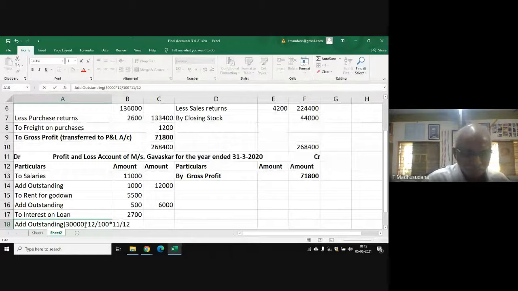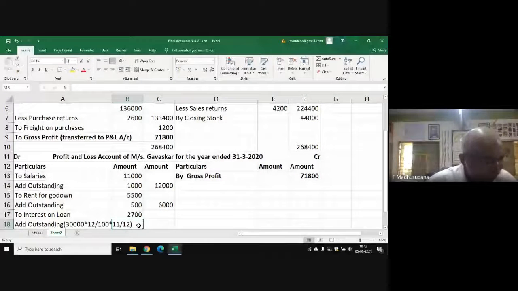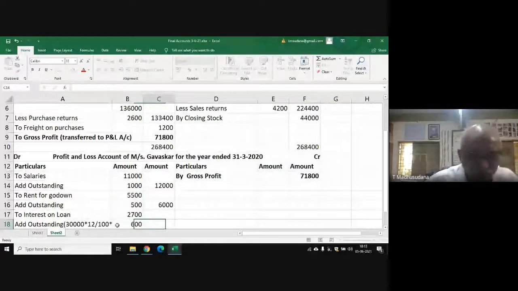So this is the formula, because we have taken the loan from Vishwanath on 1/5/2019. Therefore, only for 11 months we have to calculate. So the loan is 30,000. On 30,000, the rate of interest is 12%. So 30,000 into 12 by 100 into only 11 months. So 11 months means 11 by 12. With this formula we find that it comes to around 600 rupees. Okay, so the total is 3,300.